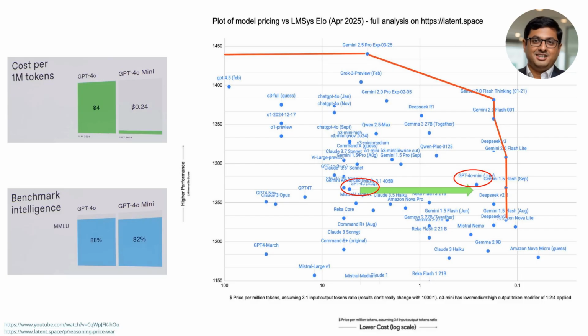Here we see a benchmark comparison of OpenAI's distilled models. The top left image compares the cost per million tokens for GPT-4o and its distilled version, Mini. GPT-4o Mini is 16 times cheaper than the larger GPT-4o model. The bottom left image shows that this cost reduction comes with only a 6 percentage point drop in benchmark performance, from 88% to 82% on MMLU.